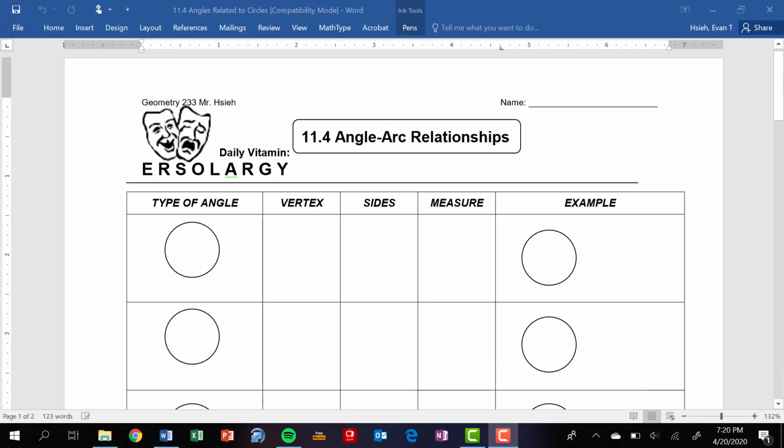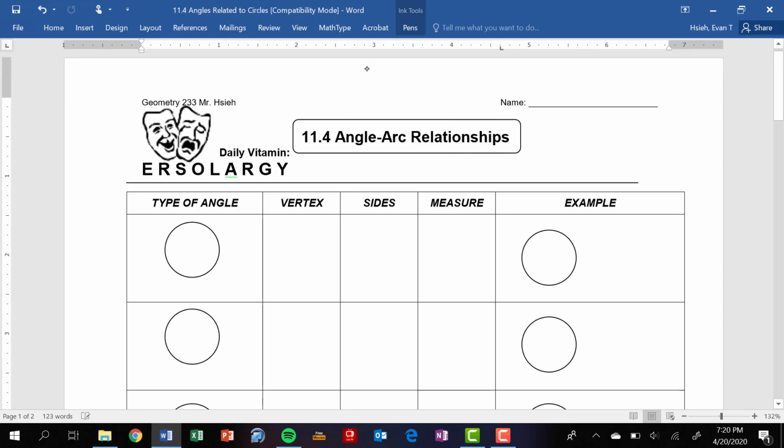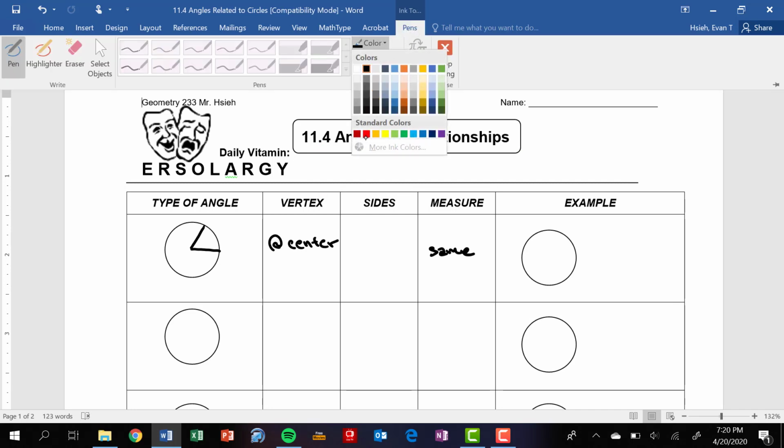Okay, so let's start out real basic here, and we'll start out with a central angle. So that's the type of angle we're talking about. And a central angle has its vertex at the center of the circle, and the measure of the angle is the same as the measure of the intercepted arc.